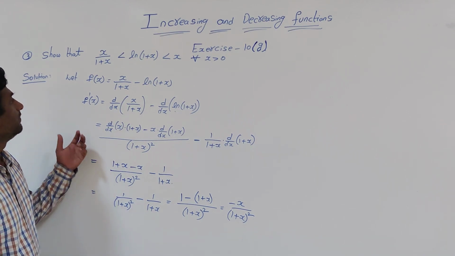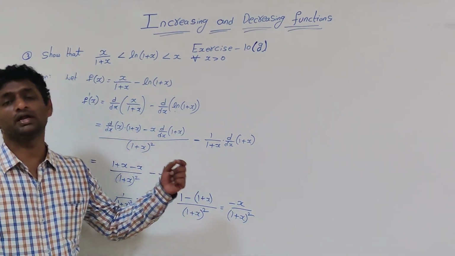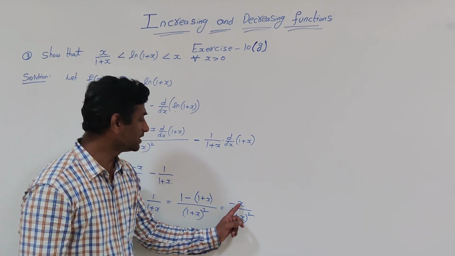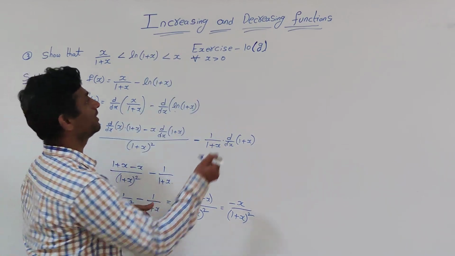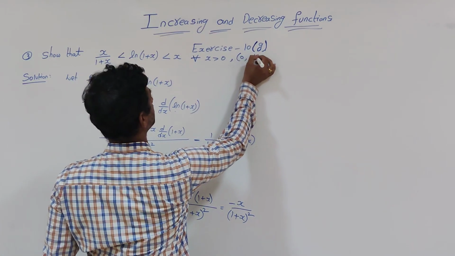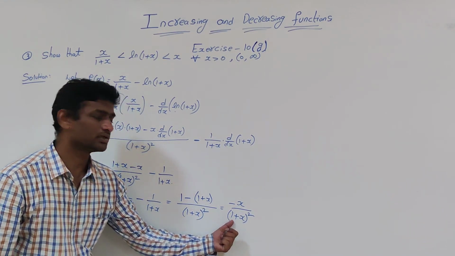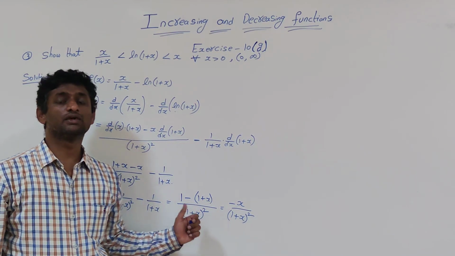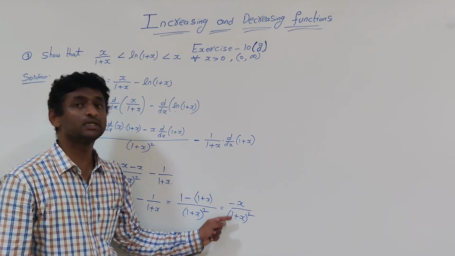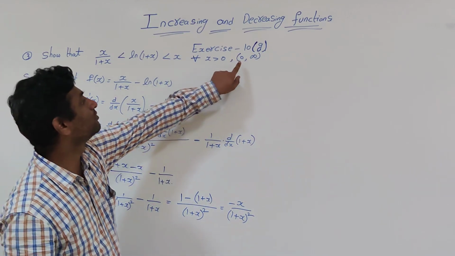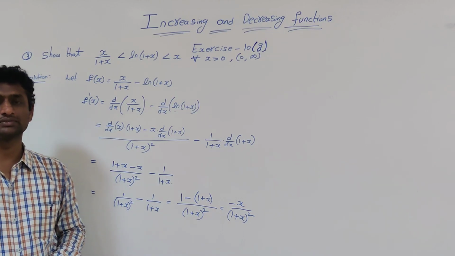Now, let us find the critical points where the derivative becomes 0 or undefined. If you assume that x is 0, but 0 is in the domain, and our domain is 0 to infinity, so 0 is our end point. Or minus 1, for which the function gets undefined, but minus 1 does not exist in our domain. So there are no critical points.